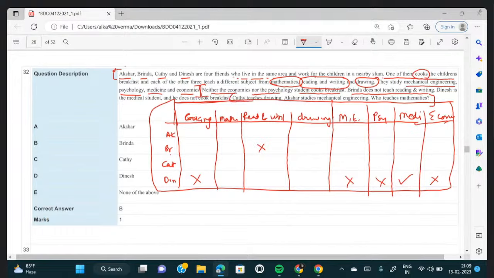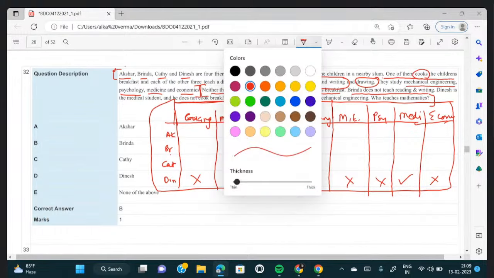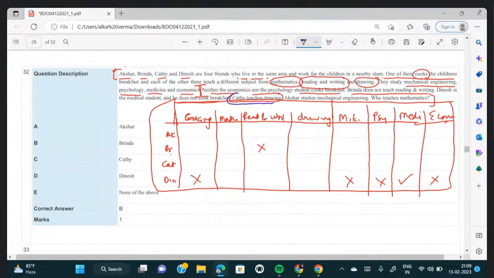Now, Kathy teaches drawing. Where is Kathy? Kathy is here, teaching drawing. Understand this also: if Dinesh is medical, no other person will be from medical. If Kathy is teaching drawing, no other person will teach drawing, and Kathy will also not teach any other subject. Now, Akshar studies mechanical engineering. So no other person will study mechanical, and Akshar will also not study anything else. Now, the question is, who teaches mathematics?